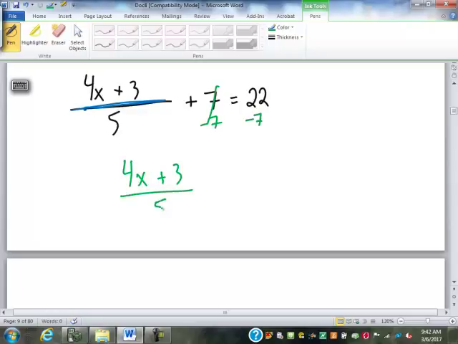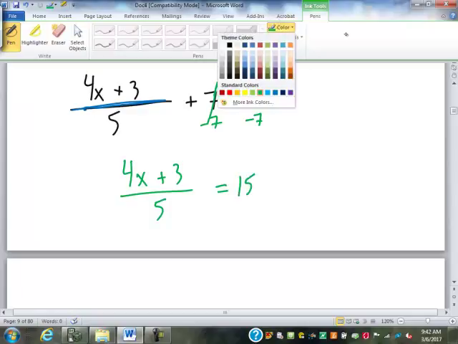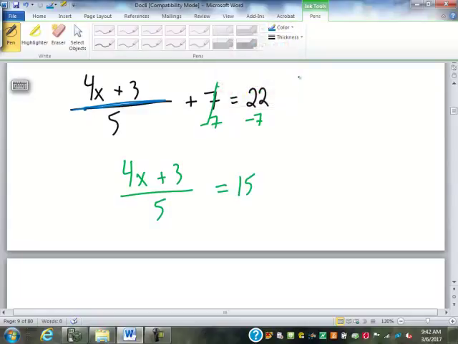So 4x plus 3 over 5 is still there. The 7 is gone. 22 minus 7 is 15. Then what do we do? Divide by 5. Or not divide by 5, multiply by 5. Multiply by 5. So you have 4x plus 3.